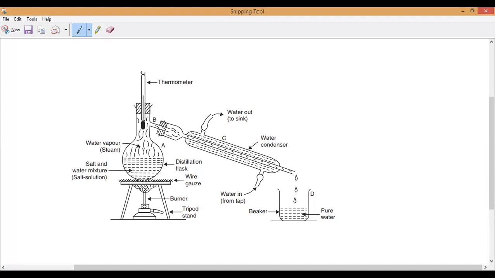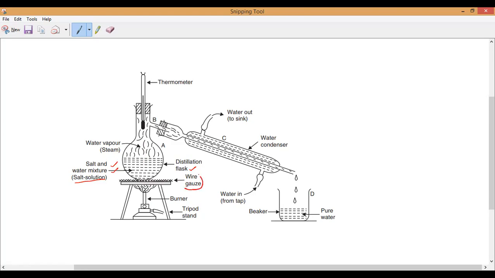Now observe very carefully, guys. Here, first I have to take a mixture of salt and water, which we call a salt solution, in the distillation flask. This beaker is called the distillation flask. We have to arrange it on the wire gauze.